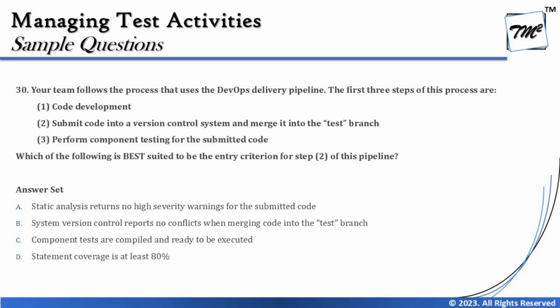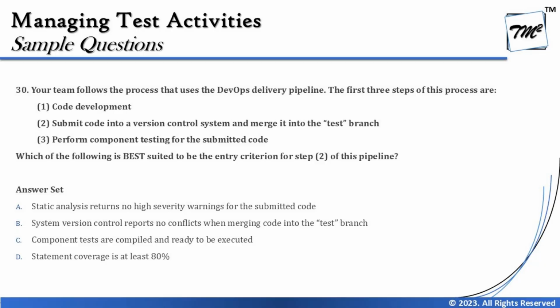Option B says that the version control system reports no conflict when merging code into the test branch, which is of course the job of step 2 as per the given information, and that will happen once I merge it with the test branch, right? Then we will have the version control related issue. But the question is about what could be an entry criterion to step 2. That means something which can be done before step 2. So B is about step 2, so it's not an entry criterion.